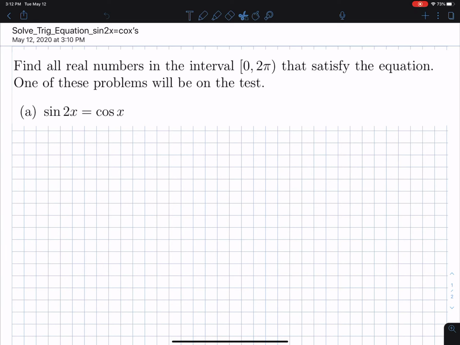Okay, so what this problem is, we're going to solve the trig equation sine 2x equals cosine x, and we're going to look for only the solutions between 0 and 2 pi.